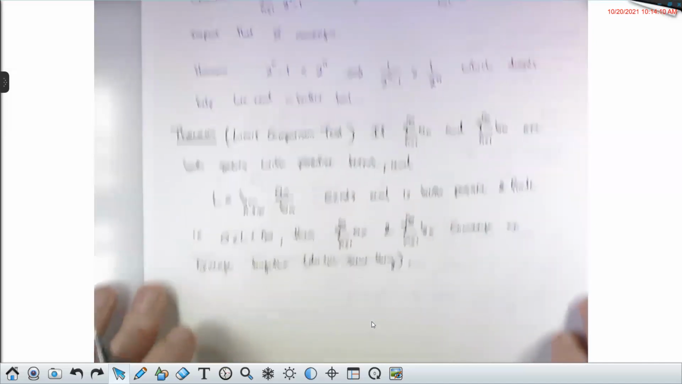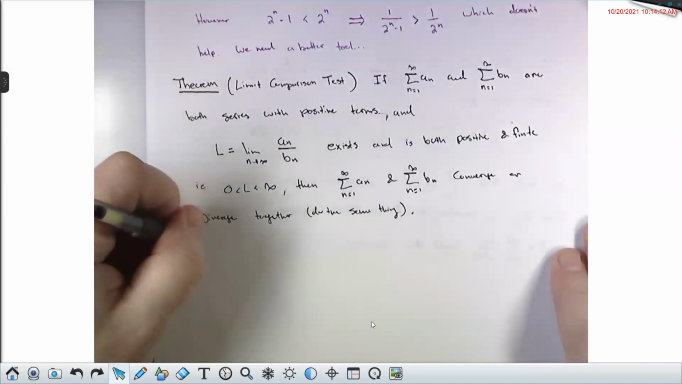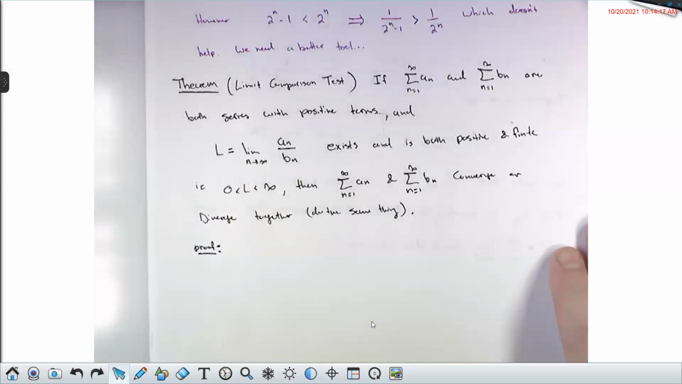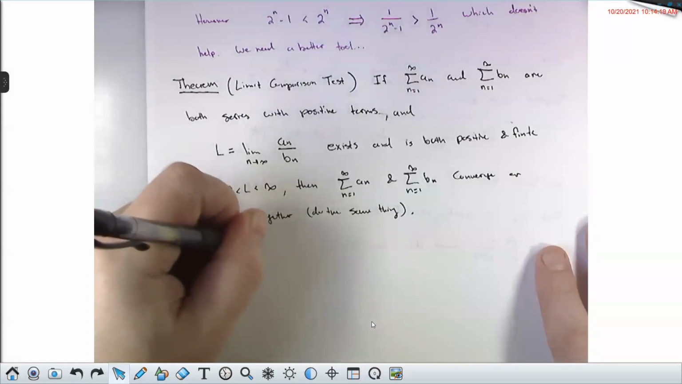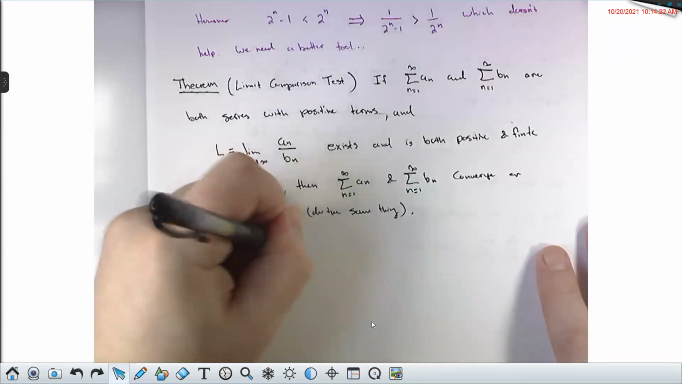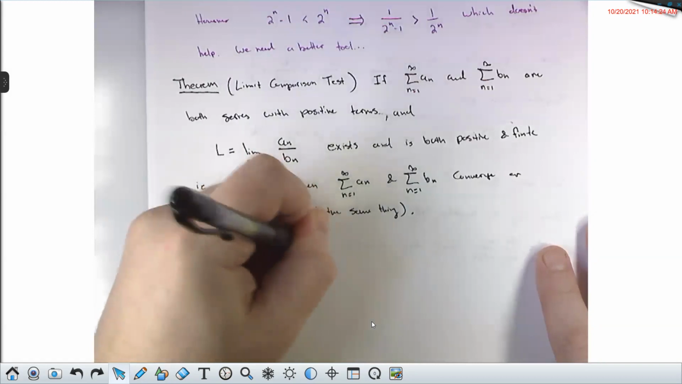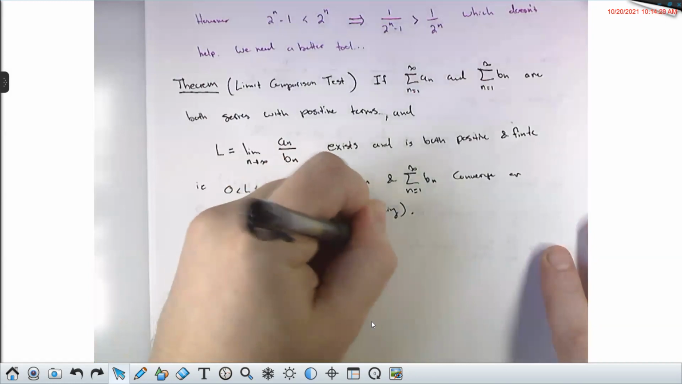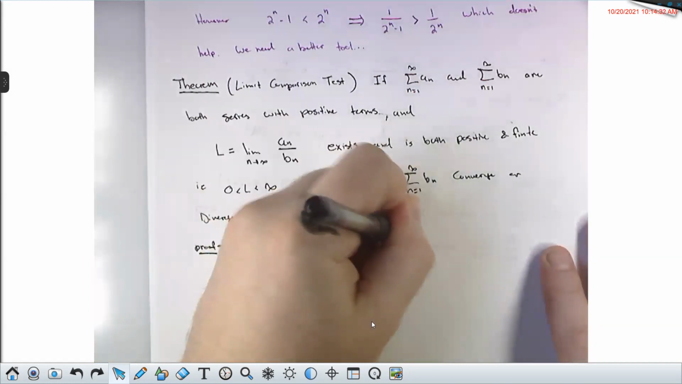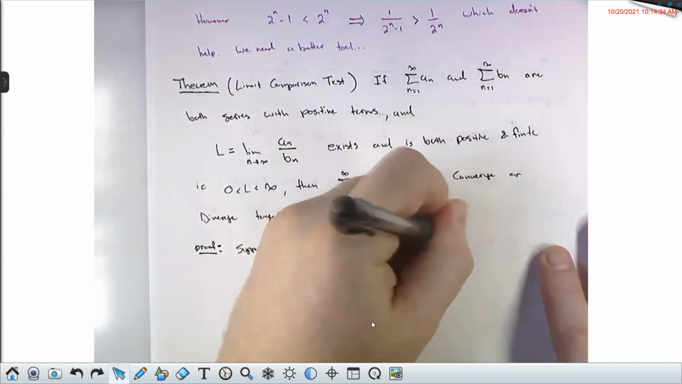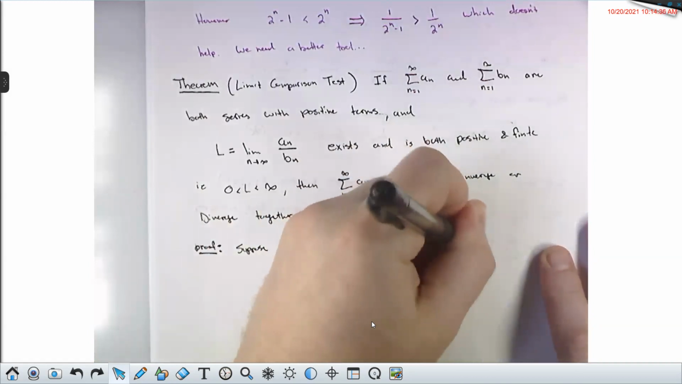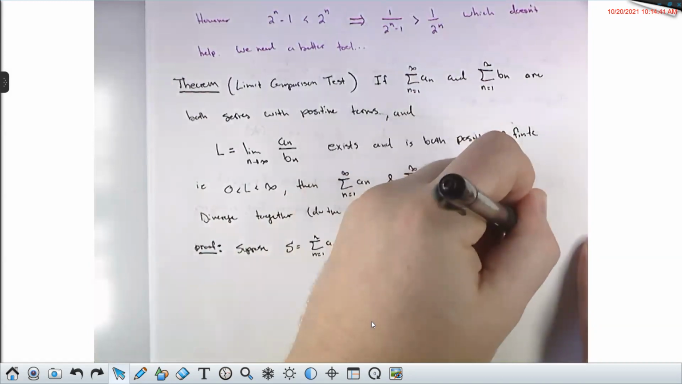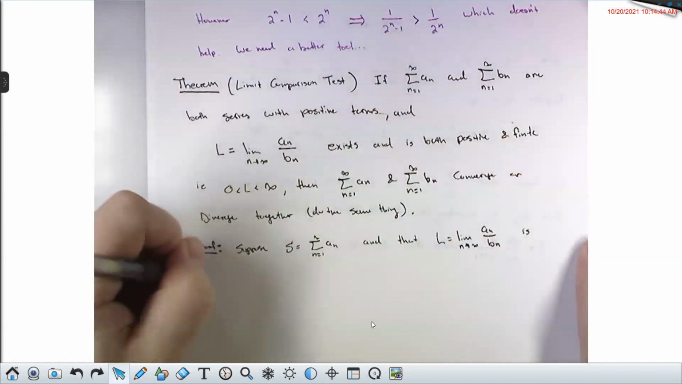Before we get into this, before I actually use the test, I want to show you a little proof, because I think it'll help you understand why this test works. Suppose S equals sigma n from 1 to infinity of an, and that L equals the limit as n goes to infinity of an over bn is positive and finite.